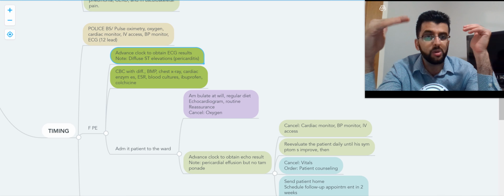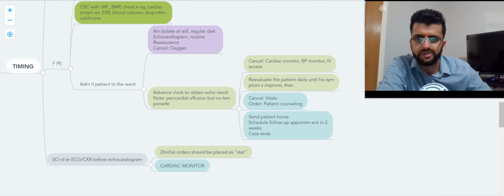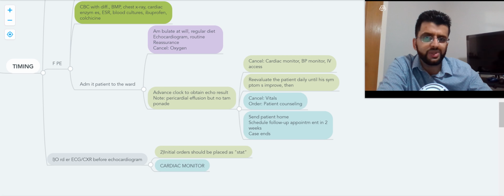You get the echocardiogram results, because you ordered echo after you saw the diffuse ST elevation, because you want to see if there's a large effusion. You do pericardiocentesis, and you can cancel cardiology too. Okay, if there's pericardial effusion but no tamponade, then that's it. You cancel the cardiac monitor, BP monitor, IV access, and you evaluate the patient daily, every day. Just advance the clock, every day in the system, until the patient improves.